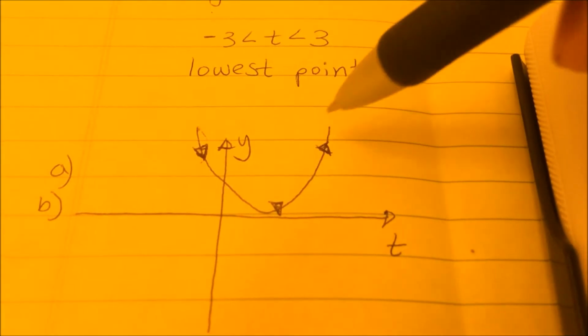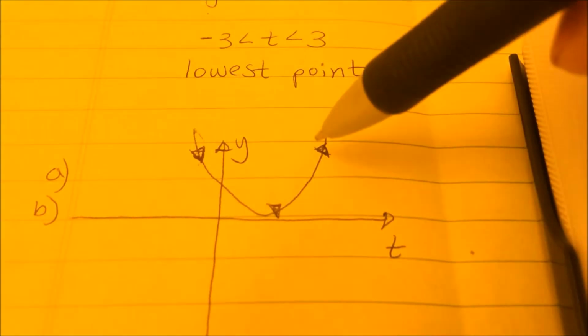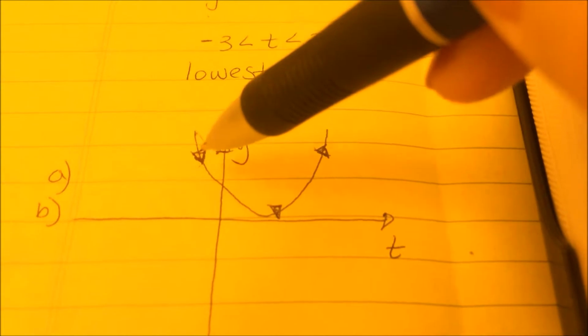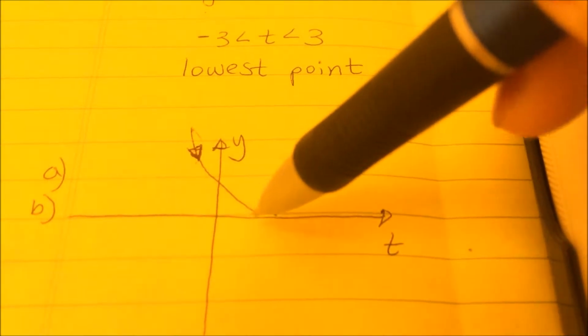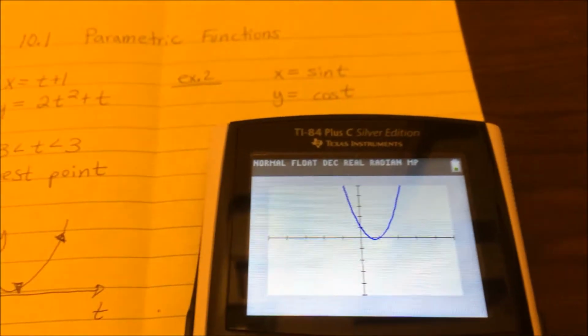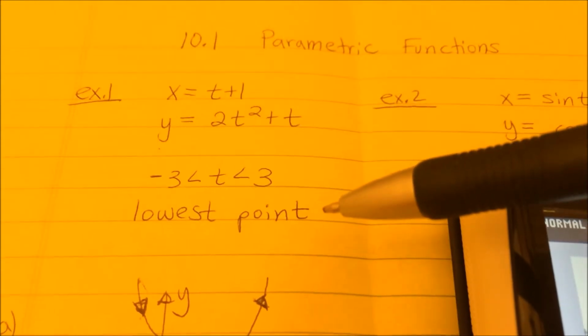That was the direction. So in this case, be careful. We're not putting arrowheads up here and up here like we normally do on a function. On the parametric, we're showing the direction that it's flowing, okay? So that's part B. Now, part C is going to ask us to find the lowest point right there.